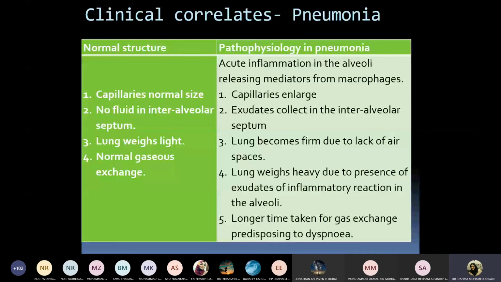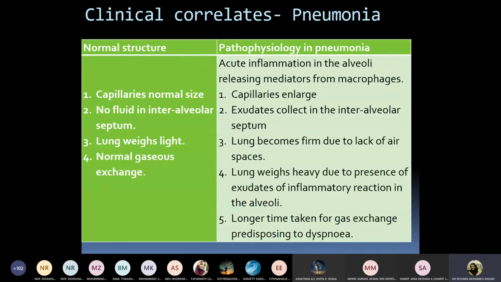Whereas what happens in pneumonia? There is acute inflammation in the alveoli. Your macrophages release a lot of mediators, so the capillaries enlarge because they want to send all the macrophages and neutrophils to your lung to eat up all the bacteria there. The exudates collect in the interalveolar septum, so the lung becomes heavier. If you put the lung inside water, it will sink. It will not float, because a lot of fluid is in there. So a longer time is taken for gas exchange, leading to dyspnea.